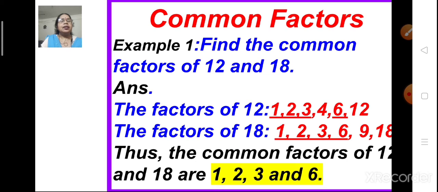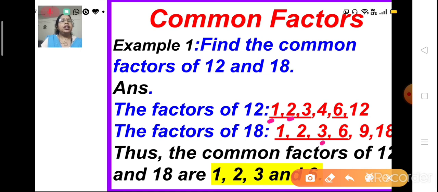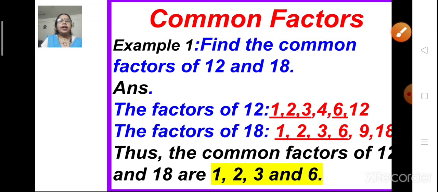Now, we can see that there are some numbers among the factors of 12 and 18 which are common to both, which are present as the factors of 12 as well as 18. What are they? They are 1, 2, 3 and 6. So, these are the factors which can divide 12 exactly as well as 18. So, we call them common factors of 12 and 18. So, what are the common factors of 12 and 18? They are 1, 2, 3 and 6.